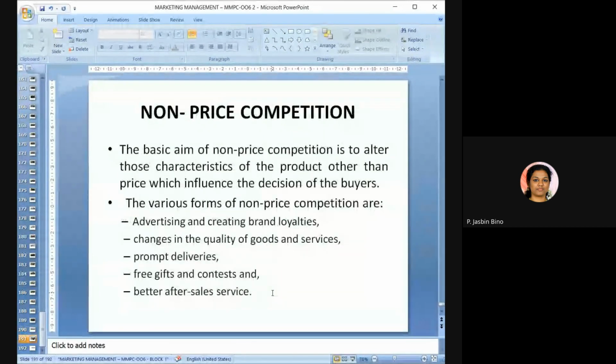And so today we have covered in detail the two P's in the marketing mix, that is product and price. So that's all for today. If you have any doubts, you can ask me.